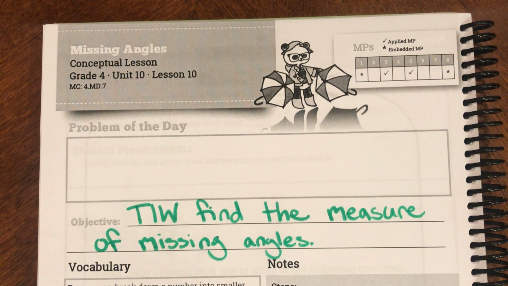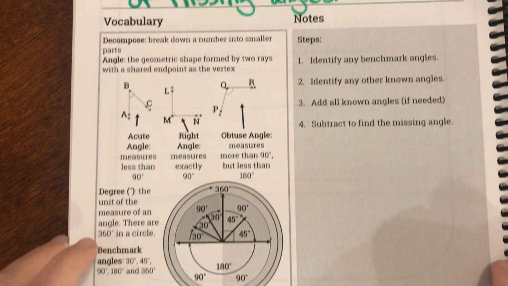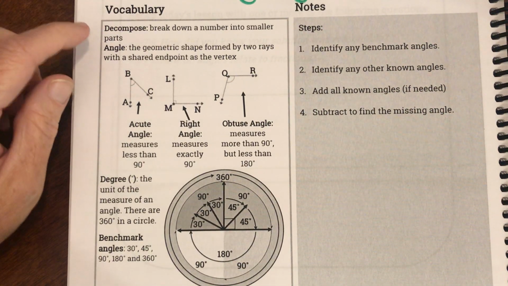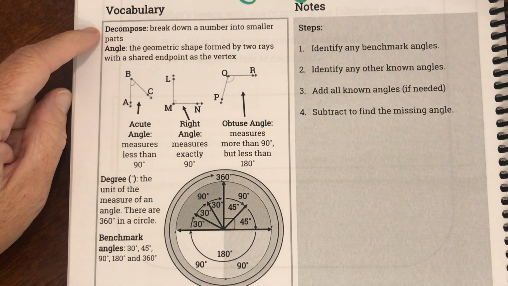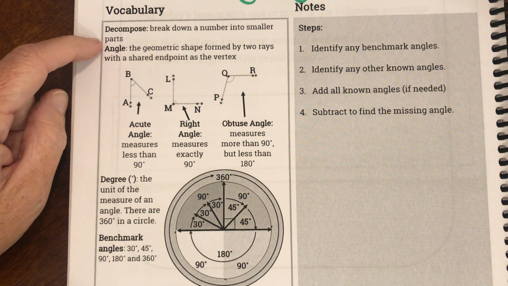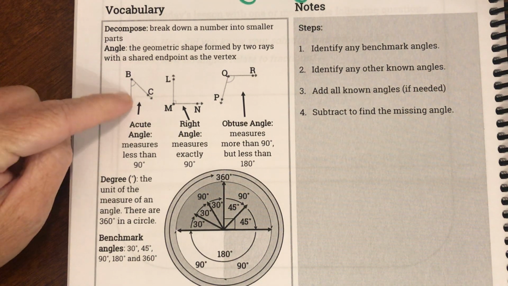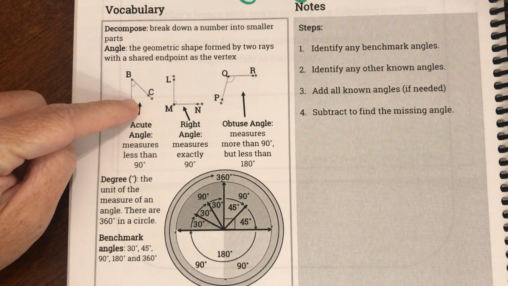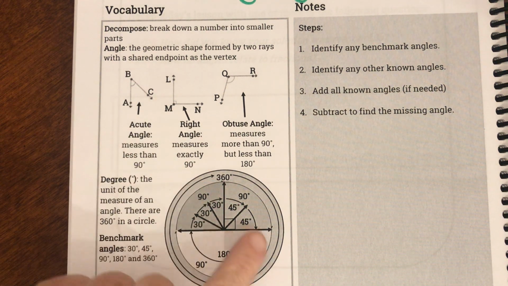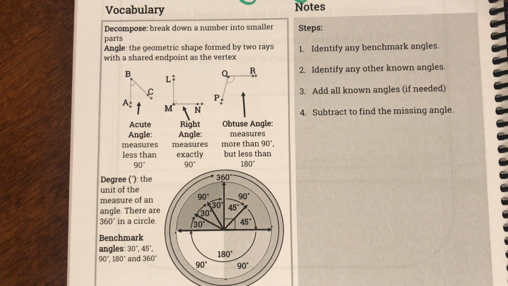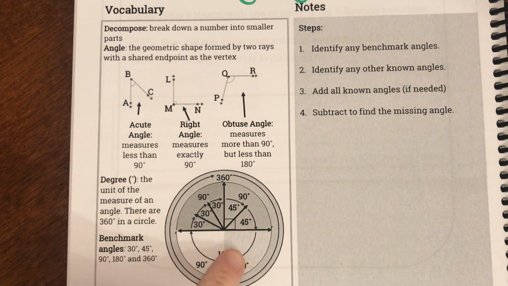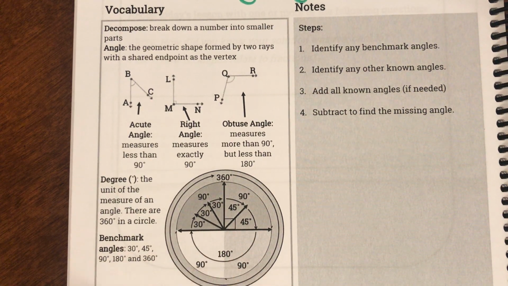Okay, so let's just quickly look at our vocab. The first word says decompose, break down a number into smaller parts. The second part just reminds us about our angles. And then down here, we're reminded about our benchmark angles. This is what I want us to really focus on, remembering these benchmark angles.